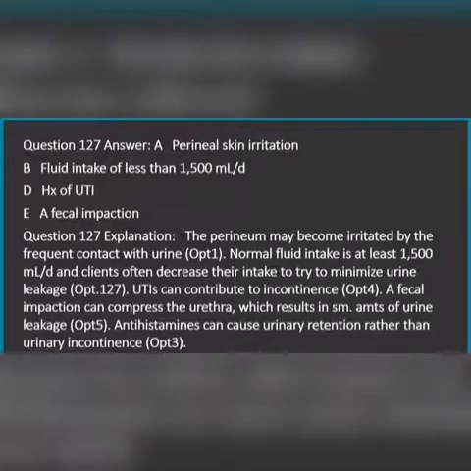Explanation: the perineum may become irritated by the frequent contact with urine. Option 1: Normal fluid intake is at least 1,500 ml/d and clients often decrease their intake to try to minimize urine leakage. Option 2: UTIs can contribute to incontinence. Option 4: A fecal impaction can compress the urethra, which results in small amounts of urine leakage. Option 5: Antihistamines can cause urinary retention rather than urinary incontinence. Option 3.